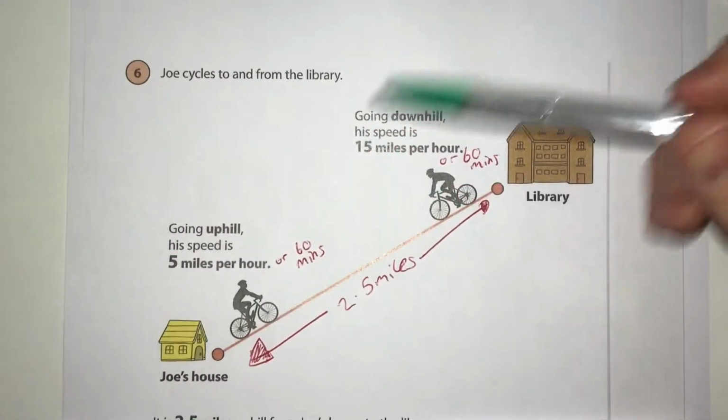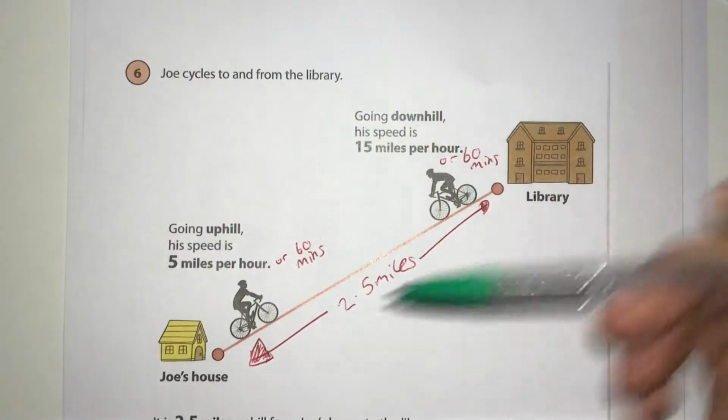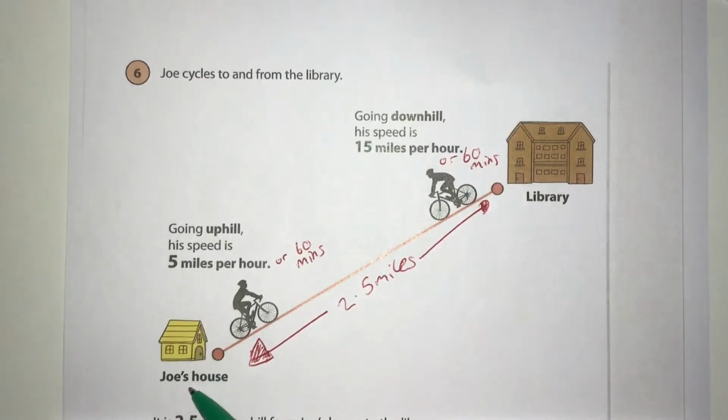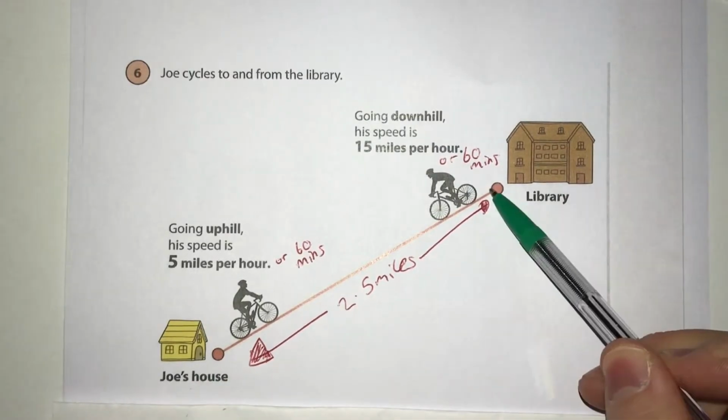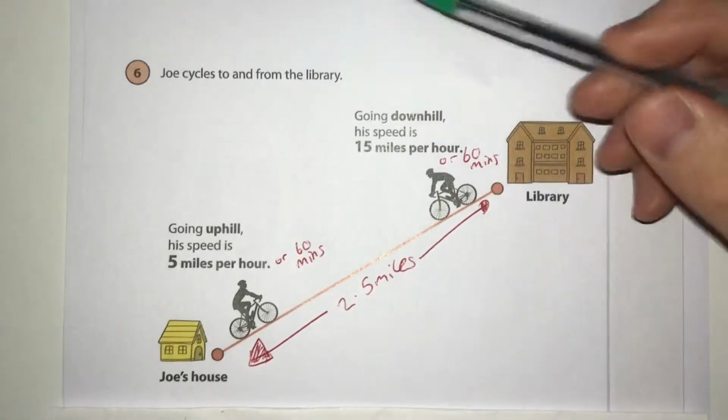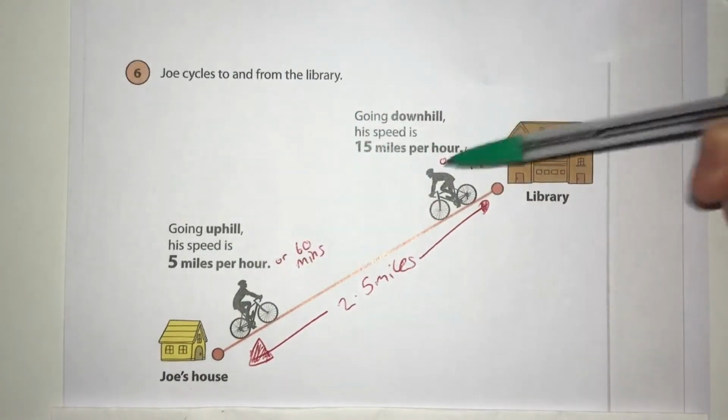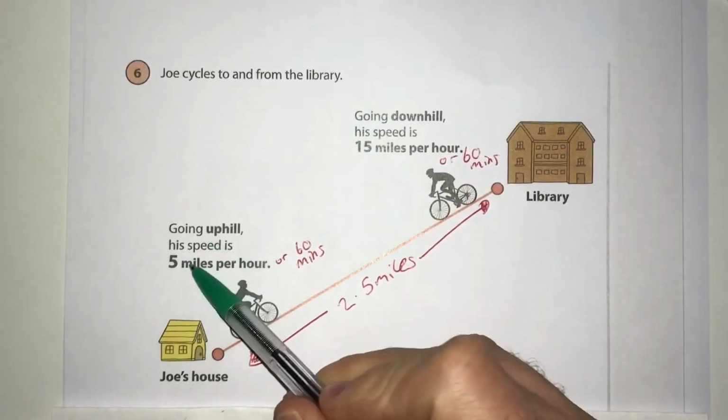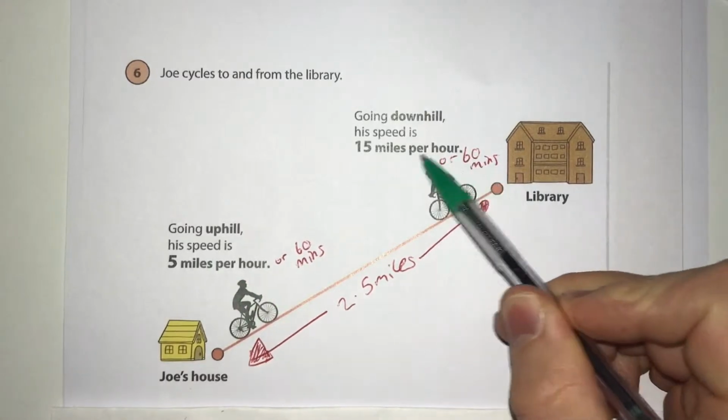Okay, last but not least, Joe cycles to and from the library. Clearly you can see Joe's house is down the bottom of a hill, library up here. So let's just make note of, or make sense of what's going on. Going uphill, his speed is 5 miles per hour, coming downhill is 15.